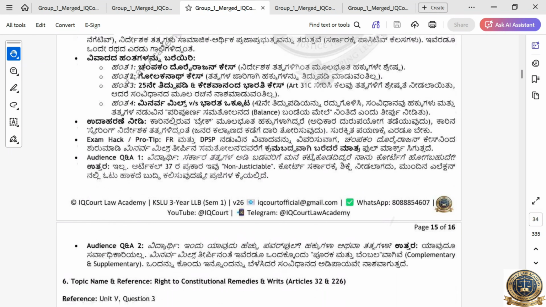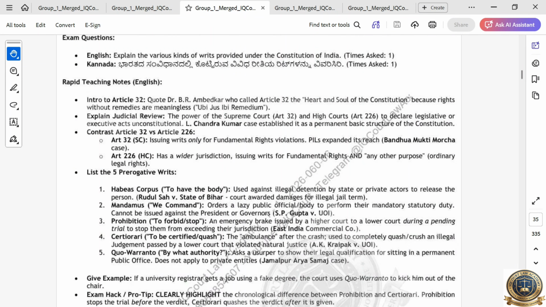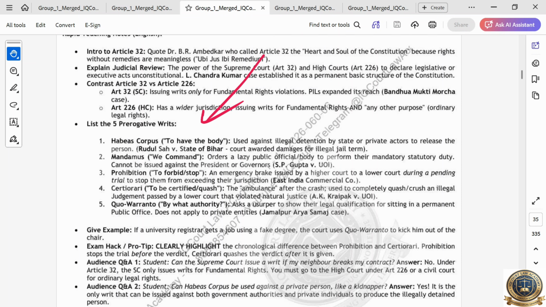Both DPSP and fundamental rights are important. Next, writs: Habeas corpus, to have the body, mandamus, prohibition, quo warranto and certiorari.